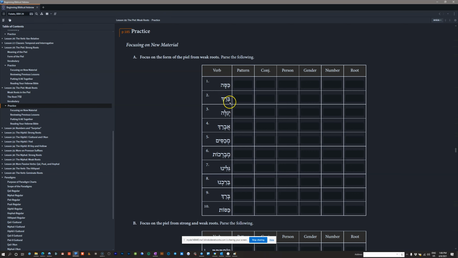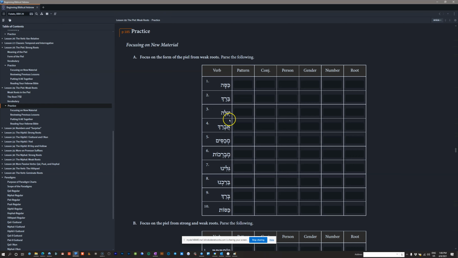Number 2, we've got beirech. Now this would be a good example of a Piel perfect, but the difference between Piel perfect strong and Piel perfect weak, which is what we have here, this is a 2 guttural. Piel perfect strong would be something like kittel. We'd have a hirik in R1, dagesh in R2. But here, resh can't take the dagesh. And so because we lose the dagesh, our R1 hirik lengthens to a sere, and we get beirech.